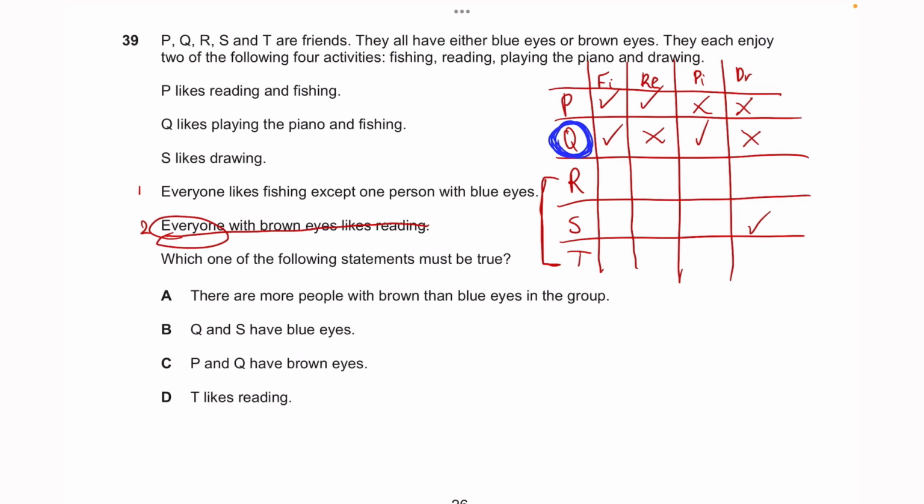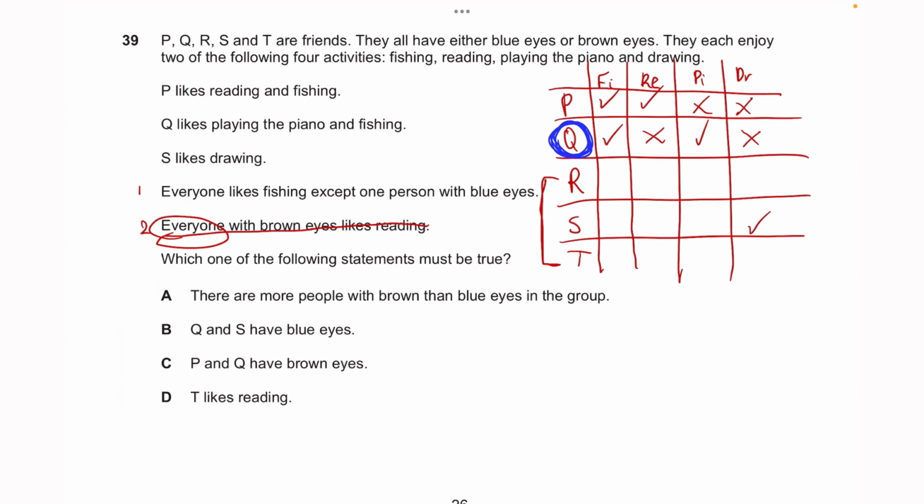Now, we need to find out which of the following statements is true. And from here, we can determine everything else, okay? So, A, there are more people with brown eyes than blue eyes in the group. That could be a possibility, but we're not too sure with that one. And then we've got B, Q and S have blue eyes.